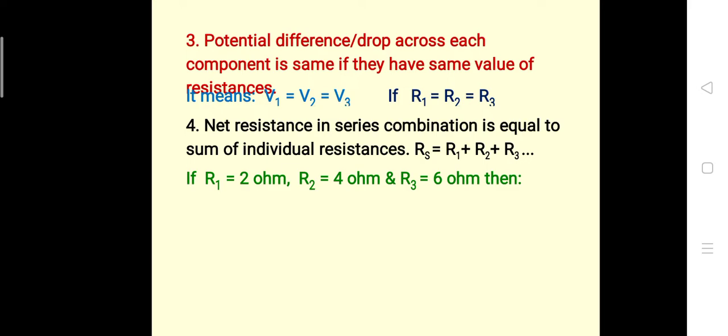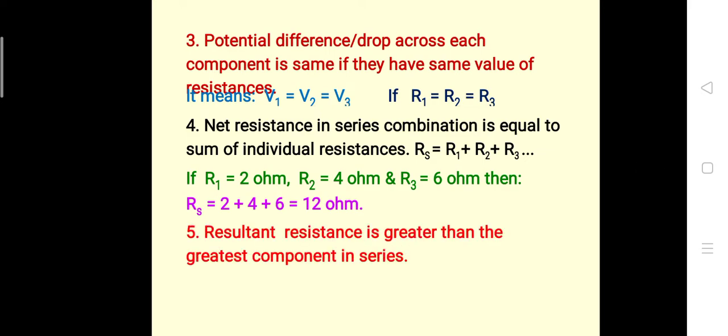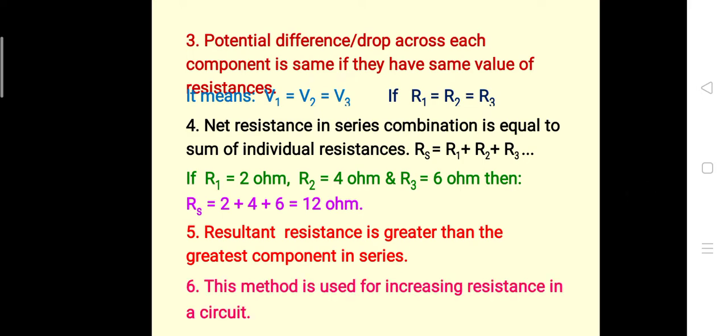Let us take one example. If R1 is equal to 2 ohm, R2 is equal to 4 ohm and R3 is equal to 6 ohm, then the net resistance in series combination is equal to 2 plus 4 plus 6, which is 12 ohm. It shows that the greatest resistance out of these three is 6 ohm and the net resistance of the combination is 12 ohm. It means the resultant resistance is greater than the greatest component in the series. By this method, we can increase the resistance in a circuit.